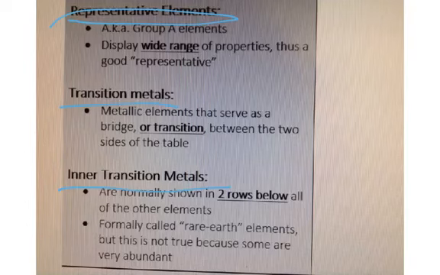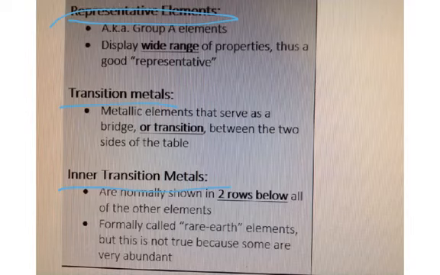All right. They are also known as group A elements. Sometimes you'll see it written as 1A, 2A above the periodic table. That A represents that it is a representative element. If you're not a representative element, then you are either a transition metal or an inner transition metal. And what does a transition metal do? They act as a transition between the two sides of the periodic table that are the representative elements. Inner transition metals are the two rows that are typically written below the periodic table.